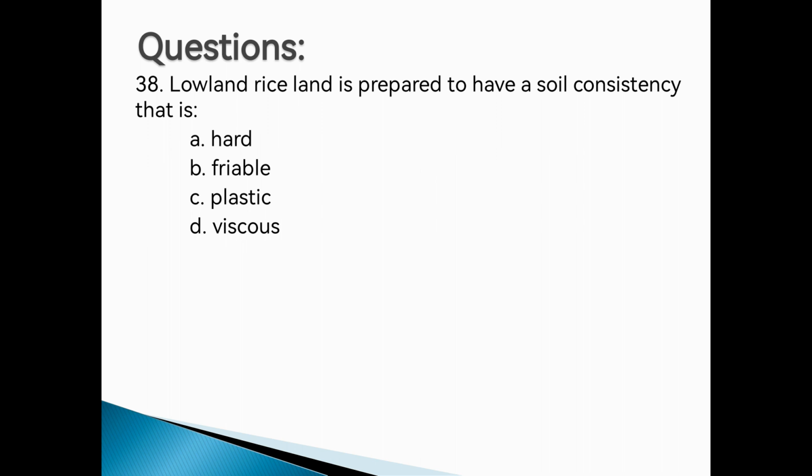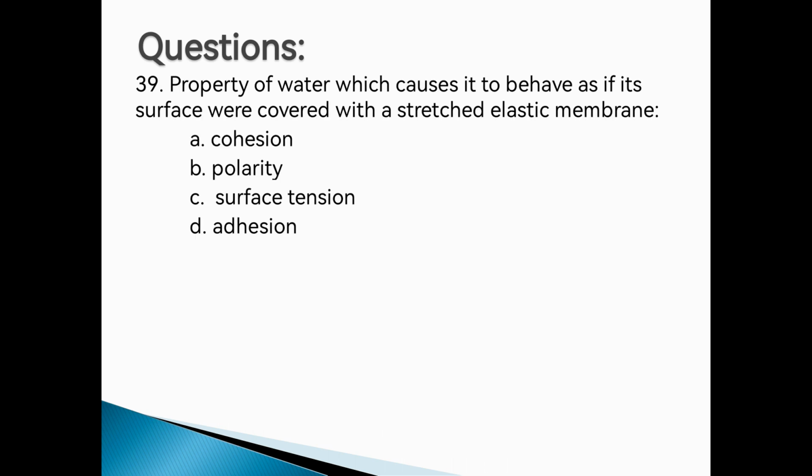Number 38. Lowland rice land is prepared to have a soil consistency that is A. Hard, B. Friable, C. Plastic, D. Viscous. The correct answer is D. Viscous.